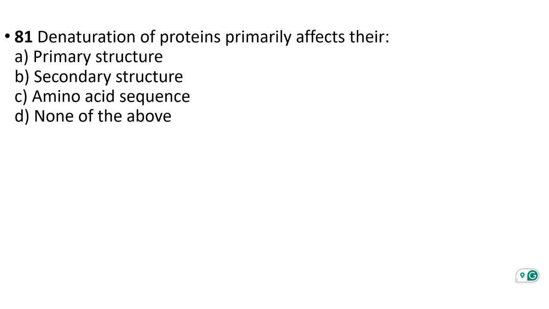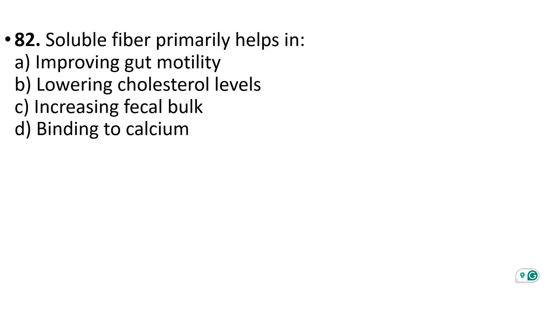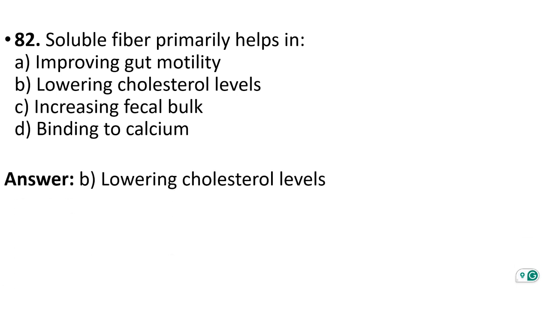81. Denaturation of proteins primarily affects their primary structure, secondary structure, amino acid sequence, none of the above. Your answer is option B, secondary structure. 82. Soluble fiber primarily helps in improving gut motility, lowering cholesterol levels, increasing fecal bulk, binding to calcium. Your answer is option B, lowering cholesterol levels.